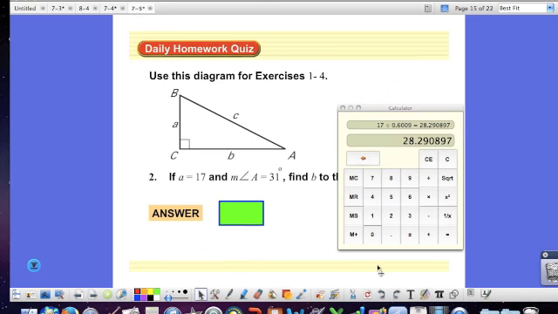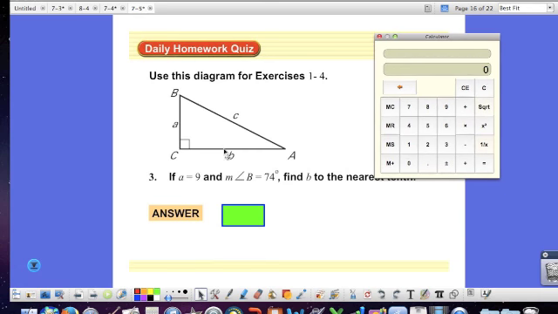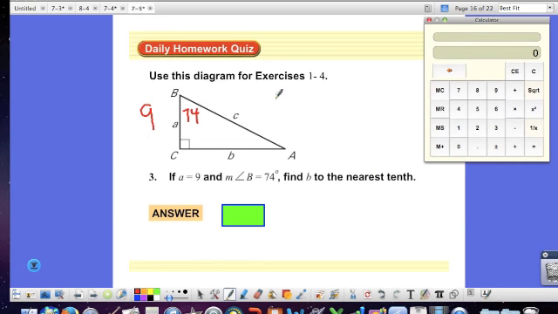For number 3, now I'm finding B, where the measure of angle B is 74 degrees. So tangent of 74, that's the angle that they gave me, is going to be opposite over adjacent.